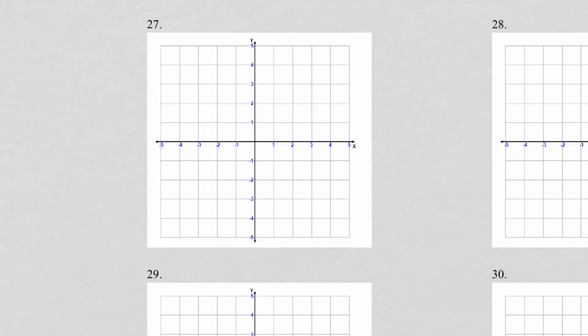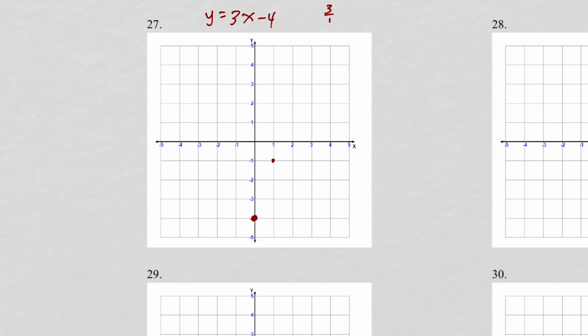Okay, so number 27, we're graphing y is equal to 3x minus 4. So this is already in slope-intercept form. This is mx plus b. That's our b, our y-intercept. So we go to negative 4 on the y-axis and draw a dot. And here's our slope, positive 3 over 1. So we're going to rise 3 and run 1. It brings us right here.